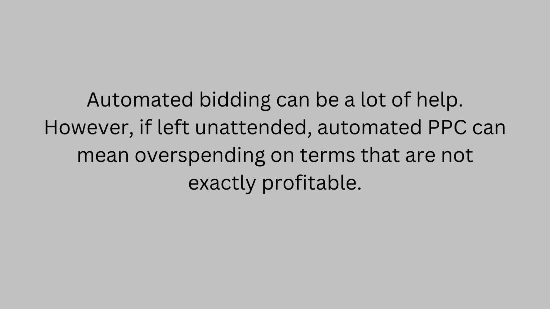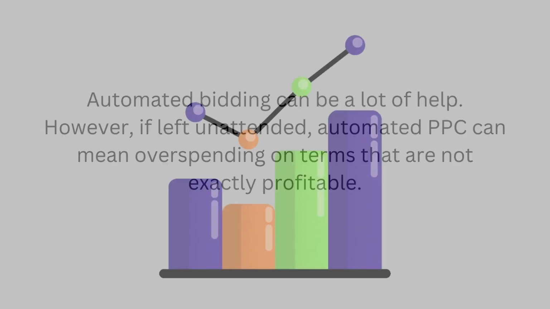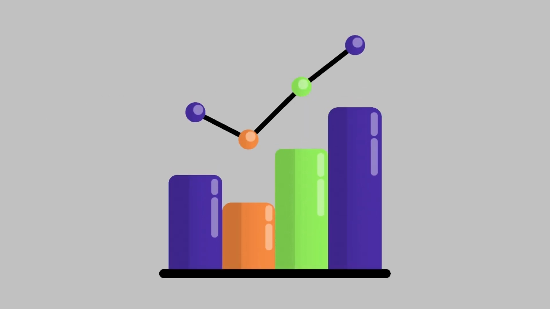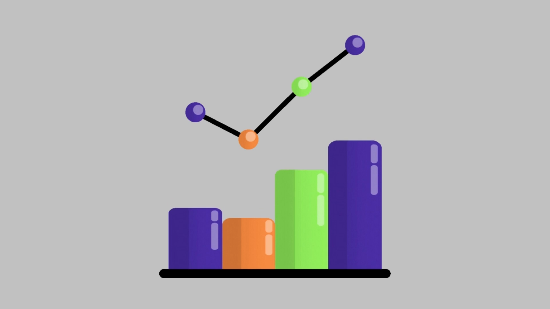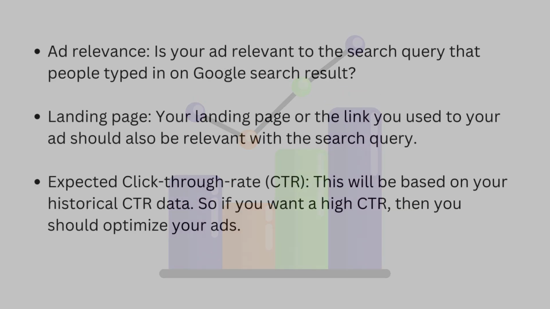So your quality score is an important factor and critical metric that Google uses to know which ad deserves the top spot on the search result. With quality score, your ad is being graded from 1 to 10, and the main factors that will help Google know if you deserve a 10 or not are the following.